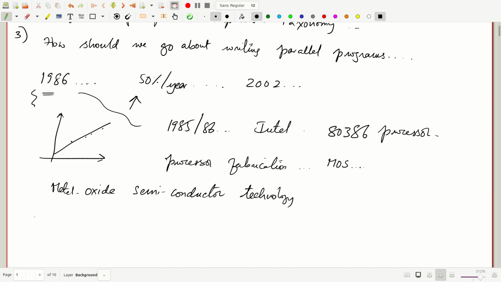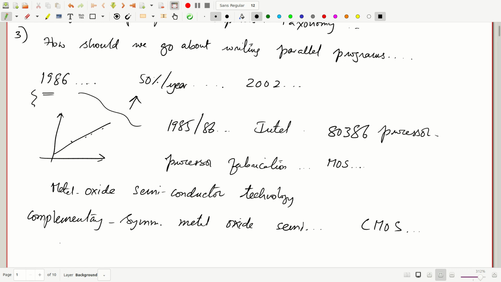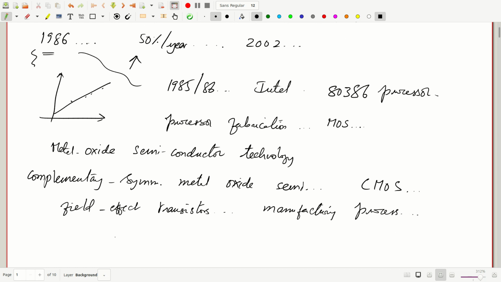also later known as complementary metal oxide semiconductor technology, also known as CMOS. This is basically a type of manufacturing process for field effect transistors that are used on integrated circuits. It is a kind of engraving process for etching the transistors on the integrated circuits.